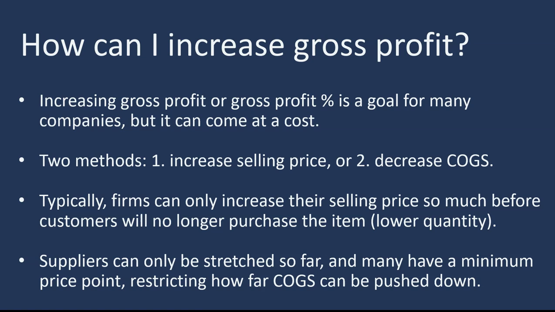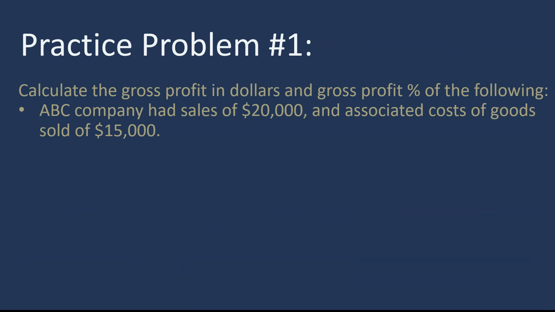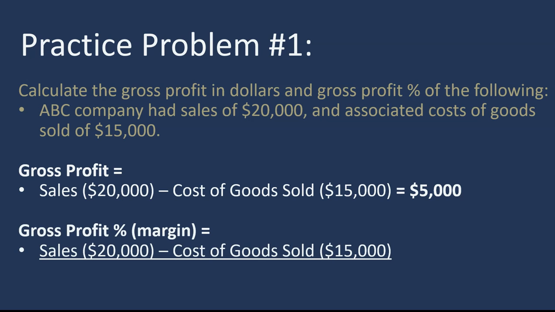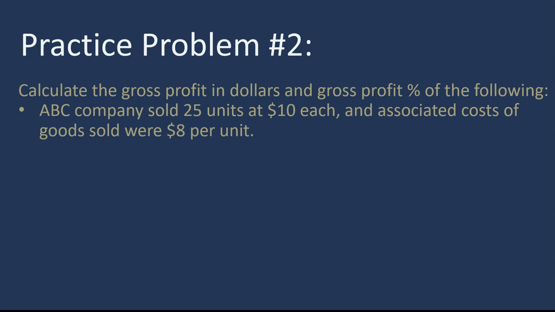So two quick practice problems to round this out. First one is to calculate gross profit in dollars and percentage of the following. ABC company had sales of $20,000 and associated cost of goods sold of $15,000. Well, for gross profit, it's pretty straightforward. Sales minus cost of goods sold, 20,000 minus 15,000, gives us a $5,000 gross profit. For the margin, again, the numerator is the same as the gross profit, 20,000 minus 15,000, divided by the sales of 20,000, gives us a 25% gross profit margin.